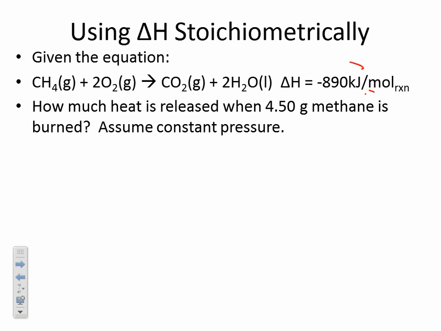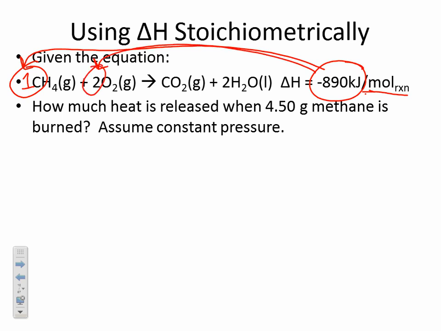So that's actually hitting part of the definition of enthalpy. Again, this minus 890 kilojoules, because this is per mole of reaction, and it always will be, even if it's not explicitly written, means that when 1 mole of methane reacts with 2 moles of oxygen to produce 1 mole of carbon dioxide and 2 moles of water, 890 kilojoules are released. That is what that value means. That number is directly linked to each and every one of the species in this chemical equation.